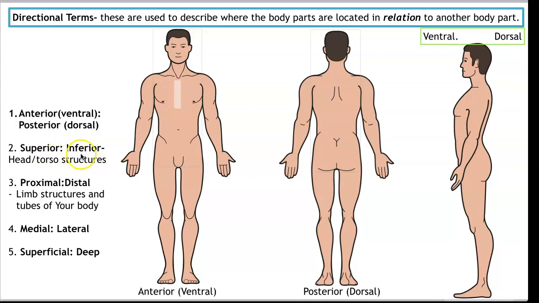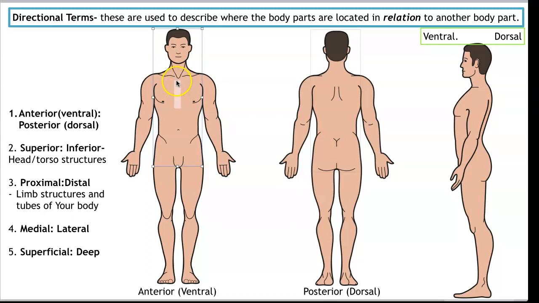First, we use superior and inferior directional terms only for head, neck, and torso parts of the body. So let's see how it would work for the head. We would say the nose is what relative to the mouth? The nose is superior to the mouth. The mouth is inferior to the nose. What about the mouth relative to the chin? The mouth is superior to the chin. The chin is inferior to the mouth.